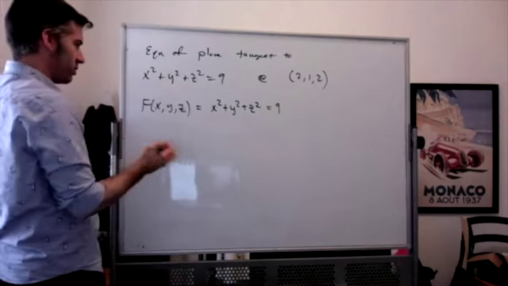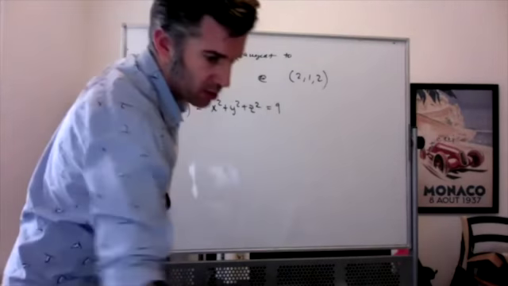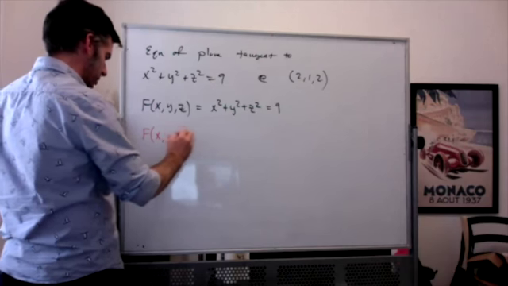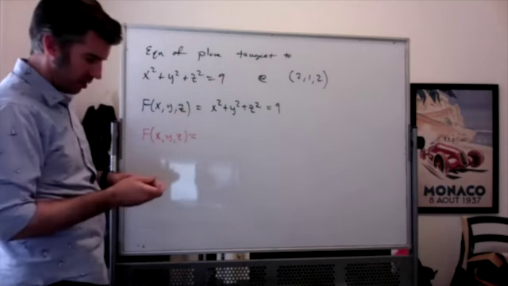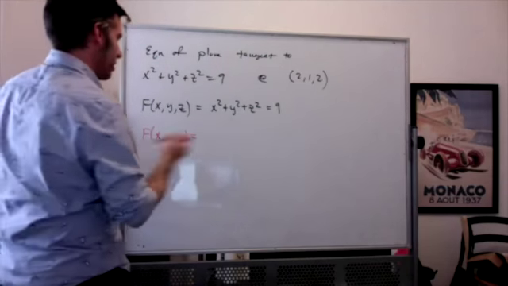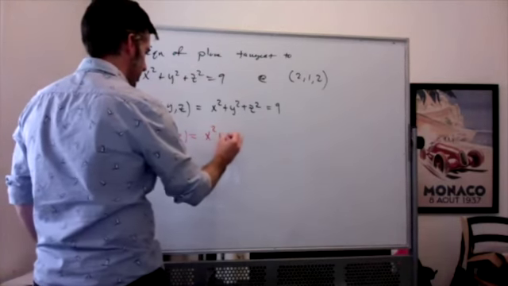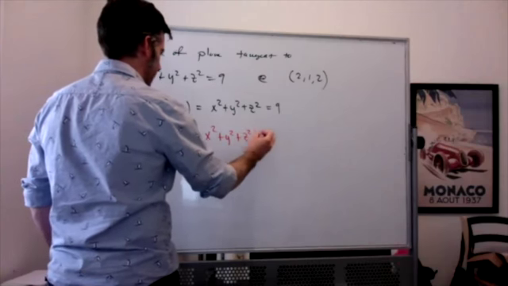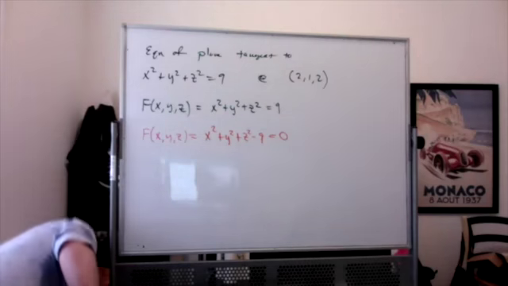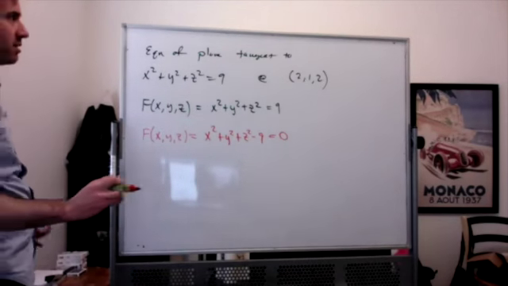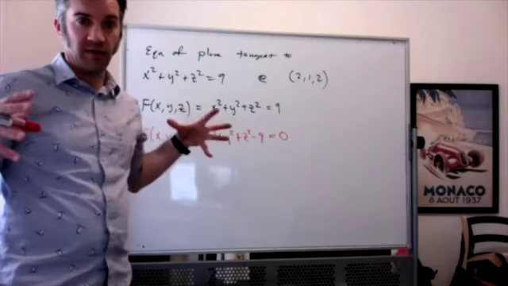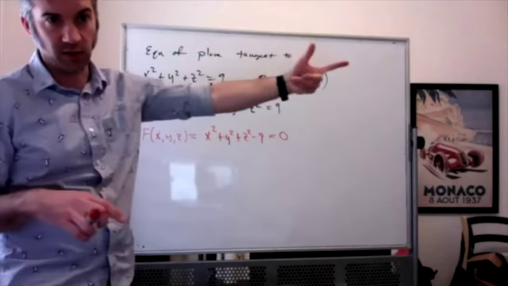Or you could alternatively say capital F of x, y, z is, where'd that good red pen go? I think it's literally right in front of me. There we go. x squared plus y squared plus z squared minus 9. And we're looking at where it's equal to 0. But again, this is a level surface. There are many, many different level surfaces we could find. We're just trying to find the thing that's perpendicular to our level surface.